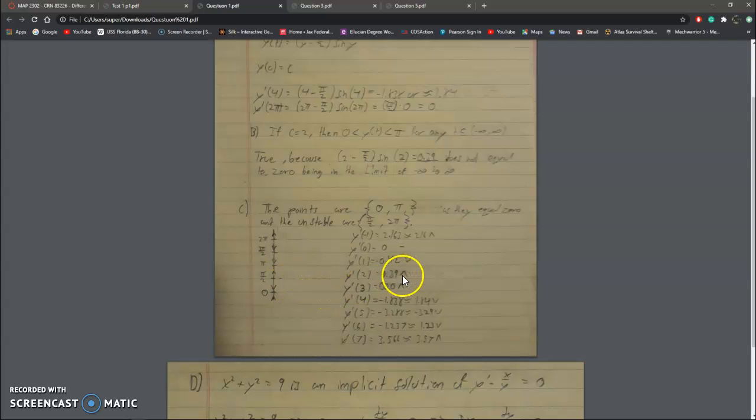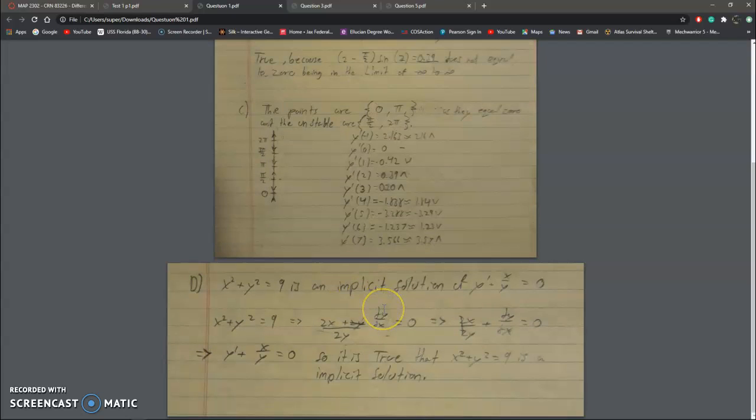Probably am. But I know that 0 is stable. I know that pi over 2 is unstable. I know pi is stable, and I know 2 pi is unstable because the arrows are going away from 2 pi and pi over 2, and the arrows are going towards 0 and going towards pi, meaning that they're stable.